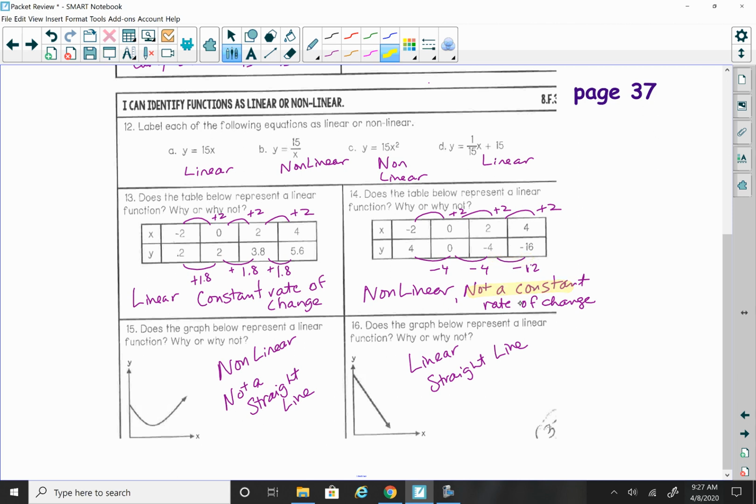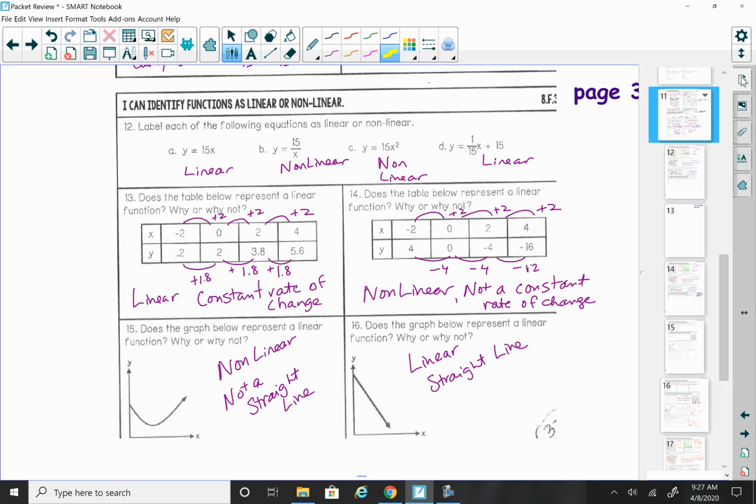The graphs, remember I mentioned this yesterday, I think these are the easiest. Number 15, that is not a straight line, so it's nonlinear. And then number 16, for sure that's a straight line, so that is linear. So again, easiest I think on the graphs, probably most challenging are the tables.